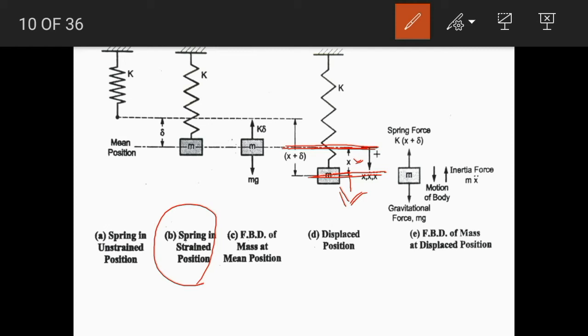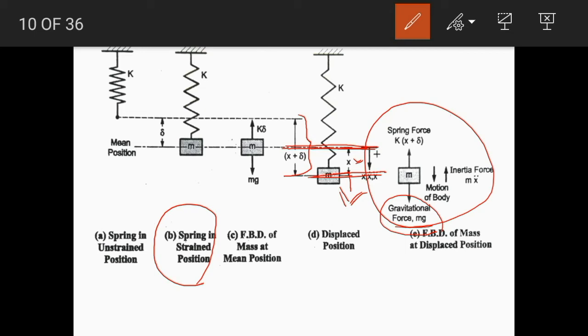In this free body diagram, mass m is drawn, and all the forces acting on that mass are represented. The gravitational force acts in the downward direction. In the upward direction, the spring force is taken as k into (x plus delta), as we know that the total deflection of the spring is x plus delta.